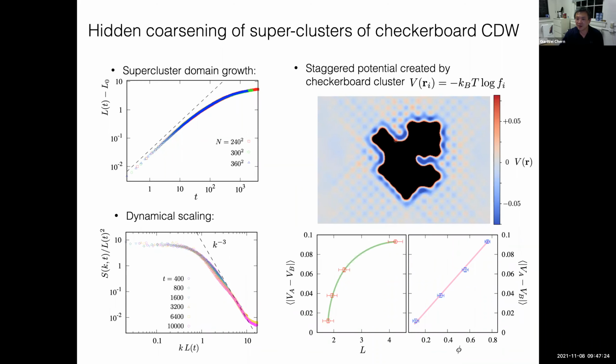And as the CDW cluster or the supercluster size grows, this contrast between the A and the B sublattice also increases, which means once you have a very large supercluster, the energy barrier between the A and the B sublattice becomes so large that although the F electron wants to join this cluster, it cannot overcome the barrier to jump even to the neighboring B sites. And that's why both the CDW domain growth and the supercluster domain growth are frozen at late times.